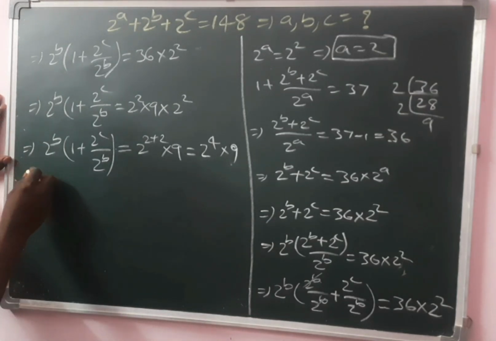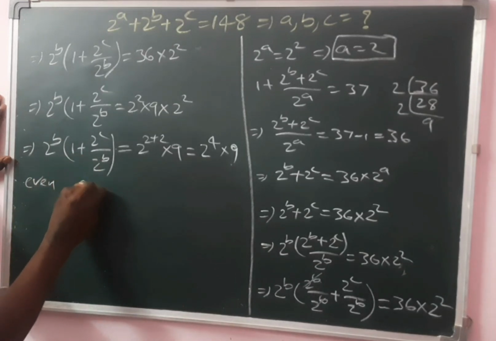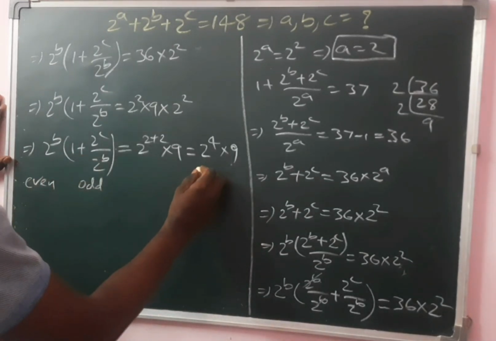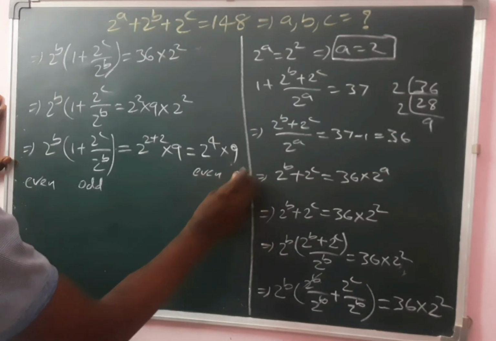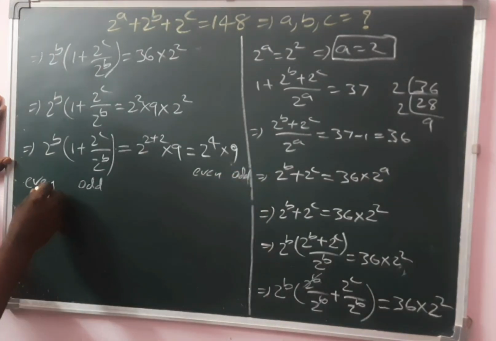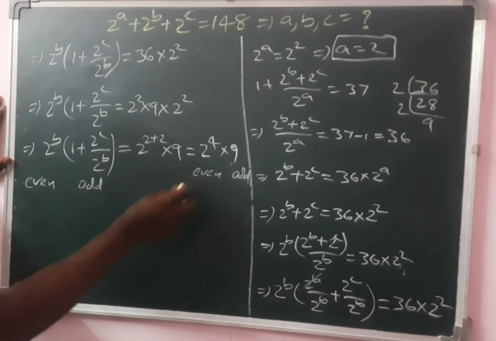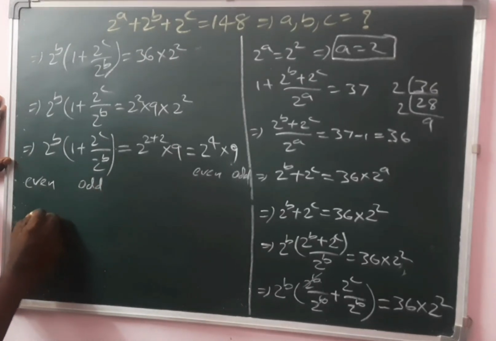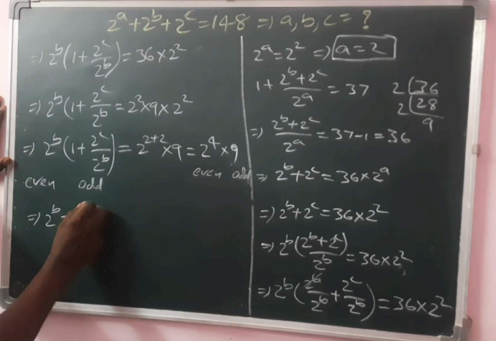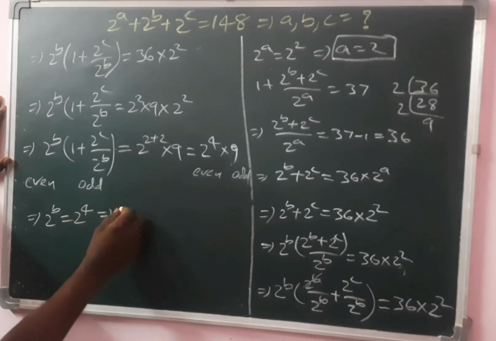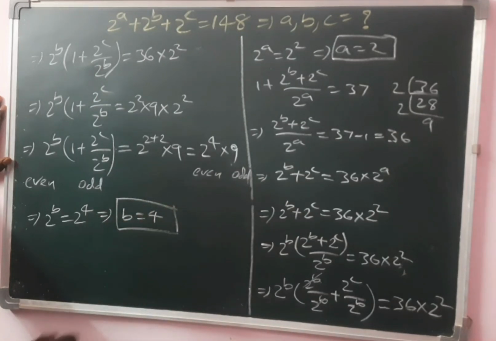ఇక్కడ 2 to the power of b అంటే ఇది ఈవెన్ నెంబర్, ఇక్కడ 1 ప్లస్ ఉంది కాబట్టి ఇది ఆడ్ నెంబర్. సో ఇక్కడ 2 to the power of 4 అంటే ఈవెన్ నెంబర్, ఇక్కడ 9 అనేది ఆడ్ నెంబర్. సో ఇప్పుడు ఈవెన్ నెంబర్కి ఈవెన్ నెంబర్, ఆడ్ నెంబర్కి ఆడ్ నెంబర్ మ్యాచ్ చేసేద్దాం. సో ఇప్పుడు 2 to the power of b ఈజ్ ఈక్వల్స్ టు 2 to the power of 4. ఇప్పుడు ఏమవుతుంది, b ఈజ్ ఈక్వల్స్ టు 4.